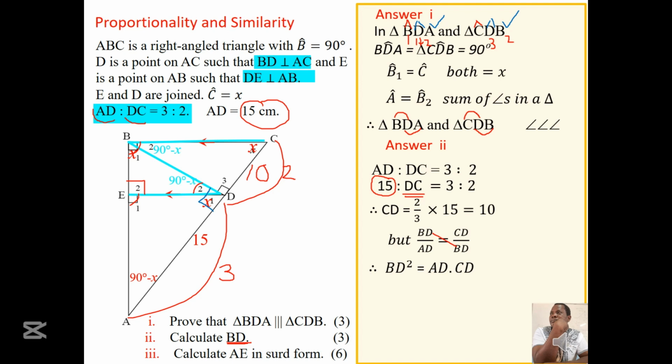Then the line AD is given and the line CD is also given. AD is equal to 15 and CD is equal to 10. Therefore, BD squared is equal to 15 times 10, which is equal to 150. Now, BD is the square root of 150, which is equal to 5 times root 6, because the instruction didn't say we must leave our answer in surd form. I have expressed it in surd form, but if you are not instructed to do so, then you can express your answer to 2 decimal places. We have answered number 2.